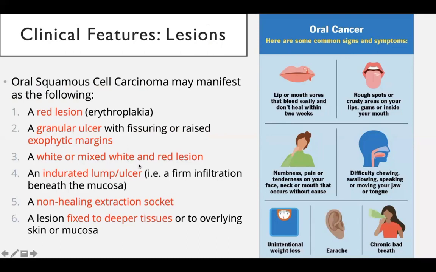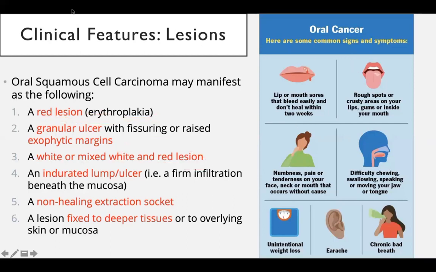What is the name? Another name for white and red lesions when they are mixed together? The red lesions are called erythroplakia, and the white and red lesions are called... It's not clear, but it's okay. What he was trying to say is, he was smart enough to know that if red lesions are known as erythroplakia and white lesions are known as leukoplakia, then a mixed red and white lesion will be known as erythroleukoplakia. Very smart answer, very good.